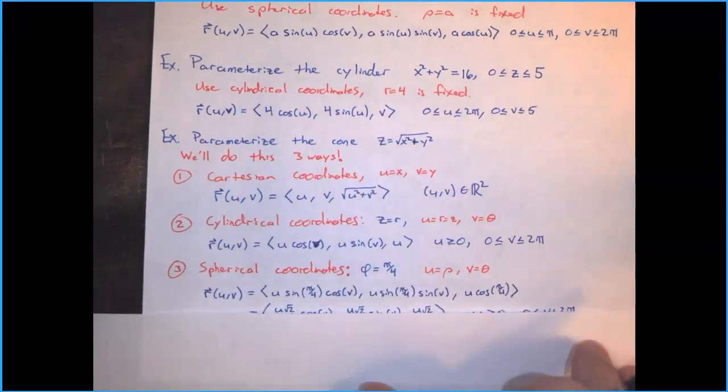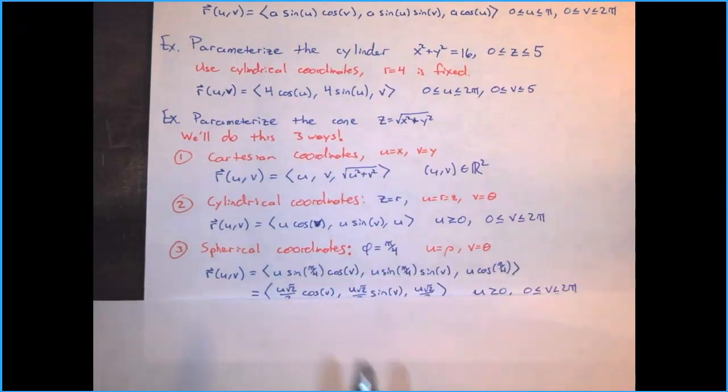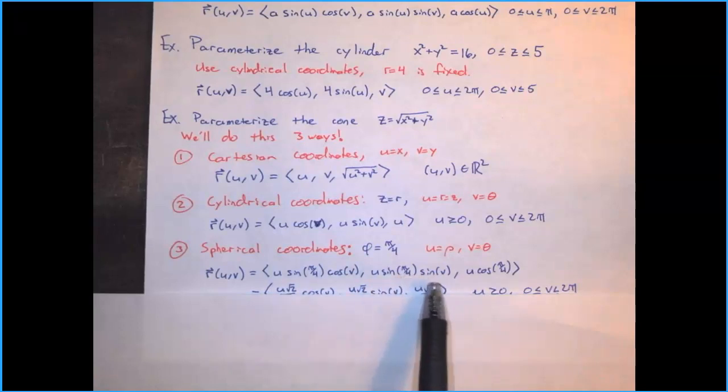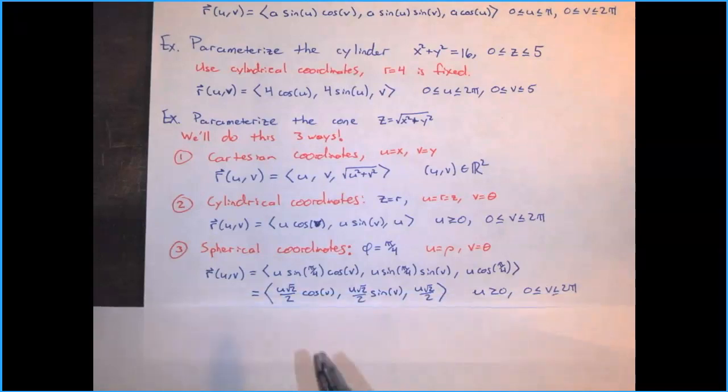And then I write out spherical coordinates. This is just writing everything out. I have u sine of pi over 4, because phi is fixed at pi over 4, cosine v, u sine pi over 4, sine v, and u cosine pi over 4. But I can actually take those values. They're all root 2 over 2. So I get a parameterization of u root 2 over 2 cosine v, u root 2 over 2 sine v, and u root 2 over 2. And that's a parameterization. Here u is non-negative, and v goes from 0 to 2 pi.